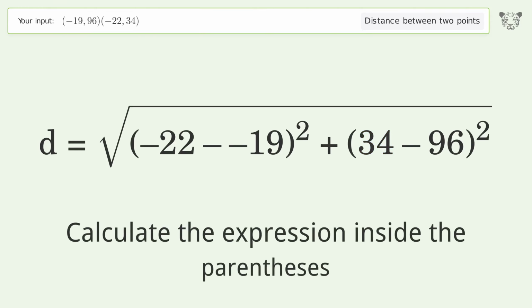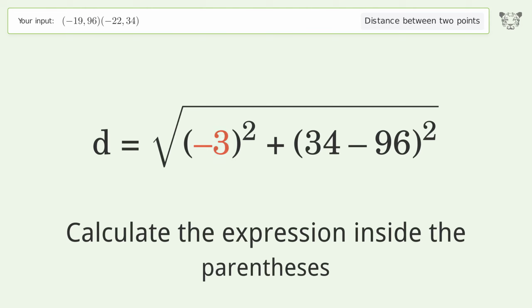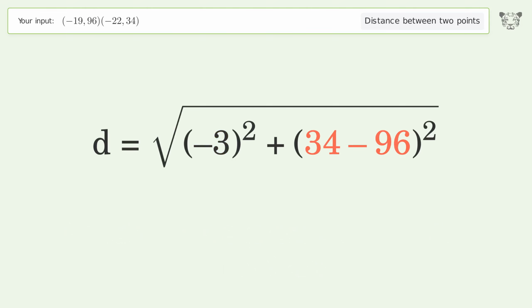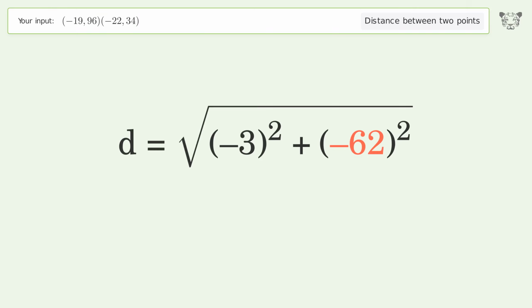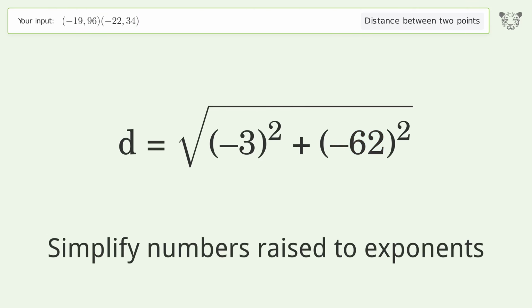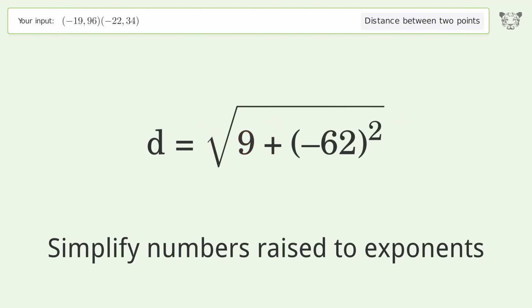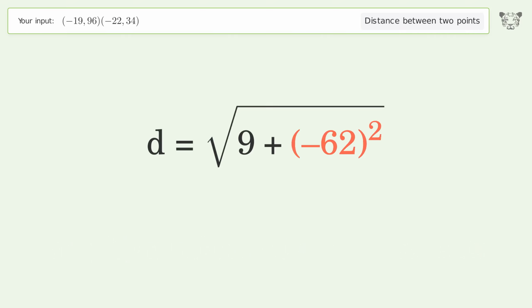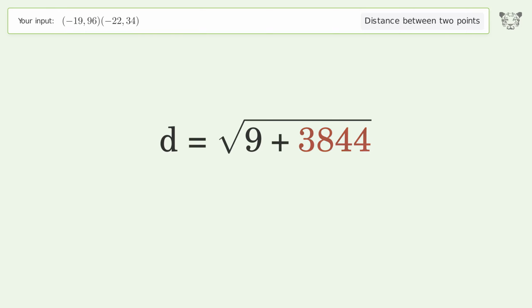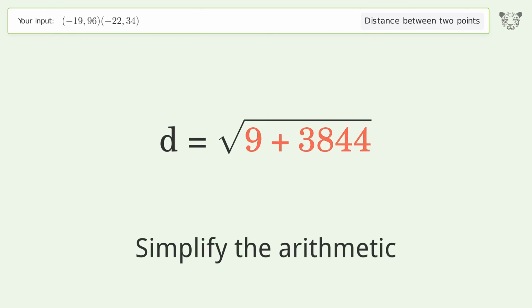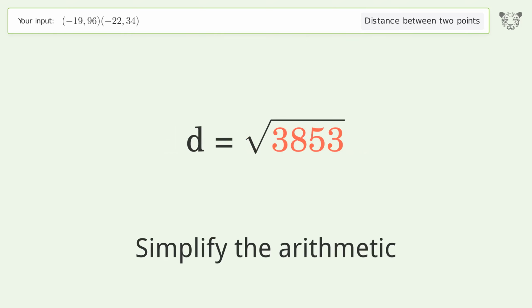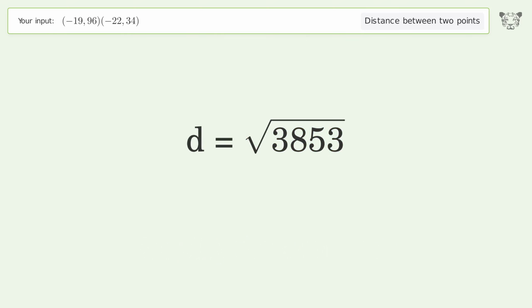Calculate the expression inside the parentheses. Simplify numbers raised to exponents. Simplify the arithmetic. And so the distance between the 2 points is the square root of 3,853, or 62.073.